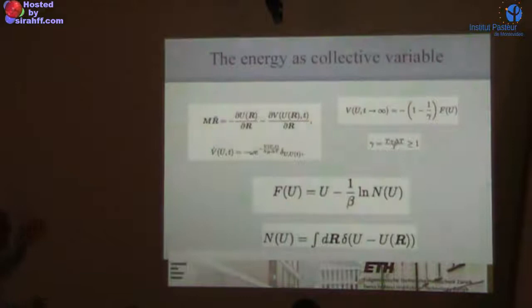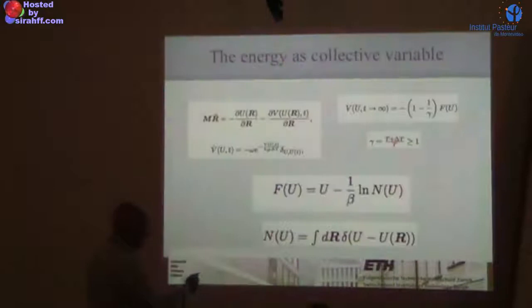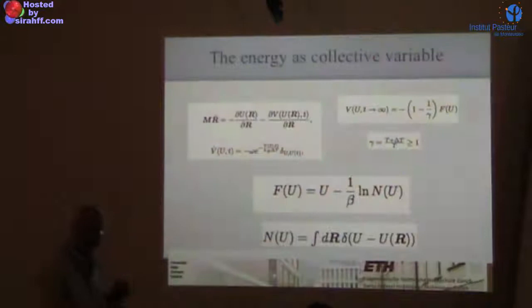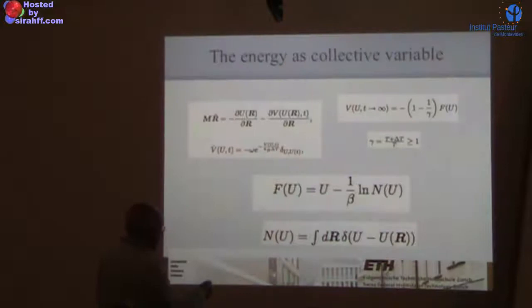Okay. So these are the formulas that you get. You have seen this in the beginning, and you have forgotten, but it will be repeated to you over and over. And so you can calculate how the bias potential is related to the free energy.